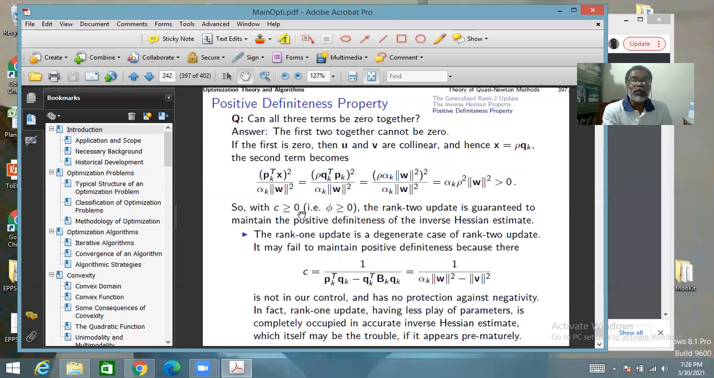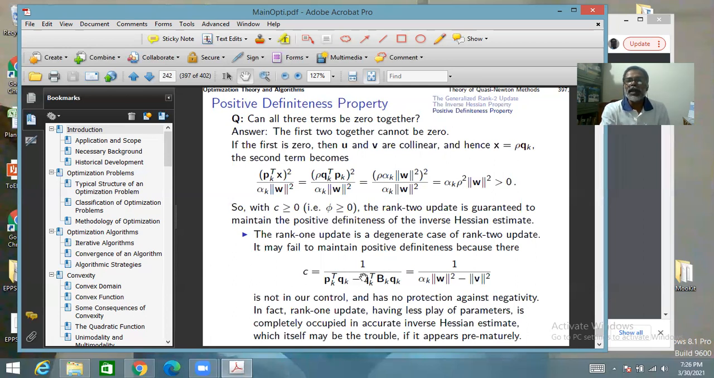And the third one will be non-negative as long as c is non-negative, or phi, whatever. The rank 2 update, therefore, will guarantee to maintain the positive definiteness of the inverse Hessian estimate. Okay? So if the previous one was positive definite, then the next one also will be. Rank 1 update is a degenerate case of rank 2 update for this value of c.